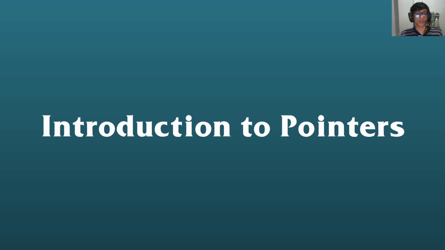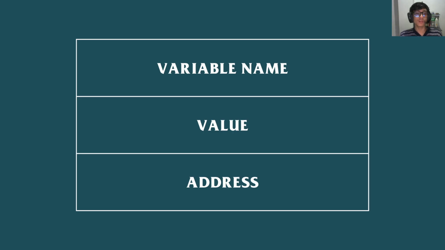Before we can begin talking about pointers, I think it's best that I first talk about a way to visualize how variables work. This view of how variables work will make it so that pointers become much more intuitive later. You can think of a variable as being composed of three things: the variable name, the value, and the address.